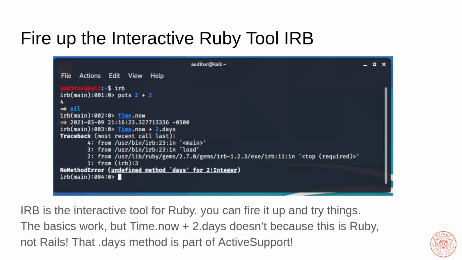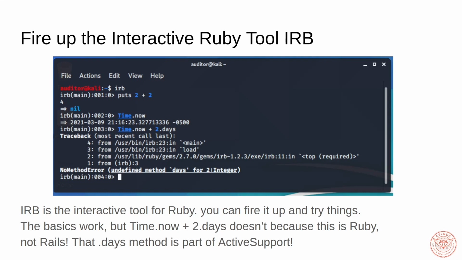So you're like, puts 2 + 2 = 4. Great, that part worked. And then you're like, Time.now. Oh, okay, that worked. And then you're like, Time.now + 2.days. And it's like, I don't know what you're talking about. Days on Integer. And that's because that method that everyone talks about being so cool is really part of Ruby on Rails, not just plain Ruby.